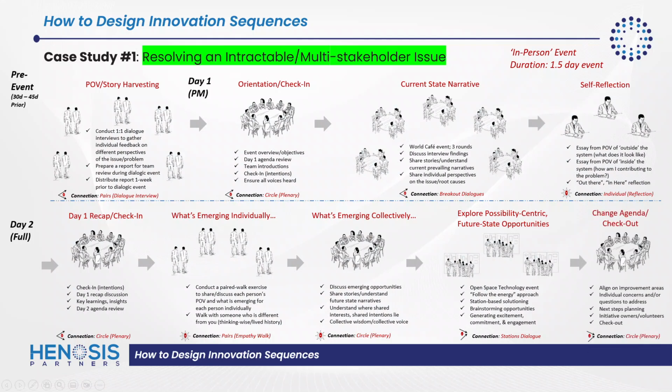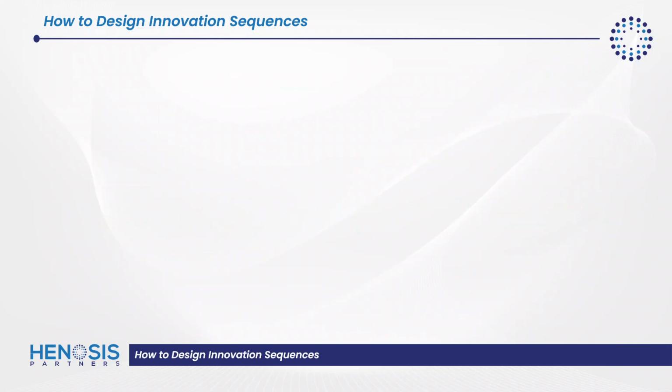And we concluded day 2 with a review of the emerging change agenda. It was an opportunity for everyone to align on the improvement areas, to address any individual concerns and/or questions, and to participate in next steps planning. It was also an opportunity to identify initiative owners and volunteers to support each of those owners. And lastly, we conducted a checkout. This final activity also represented a convergent activity, and the connection type was circle.